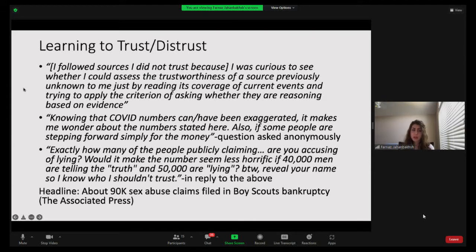The first quote is from a participant who started following sources but not trusting them in the beginning, because they just wanted to see what posts they share and what assessments they post, and over time decide if they were trustworthy. And the second is an example of a participant deciding that another participant was not trustworthy based on a question that the latter asked.